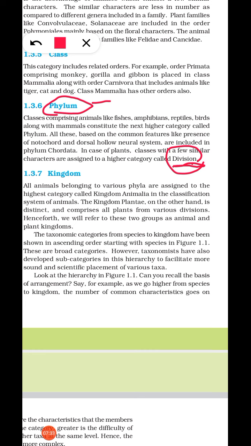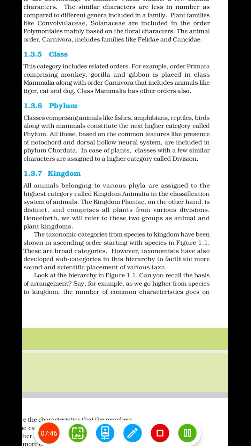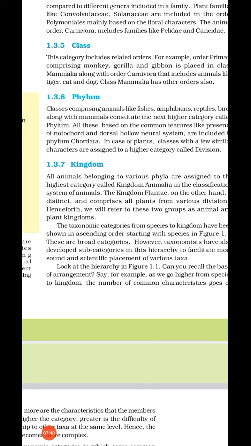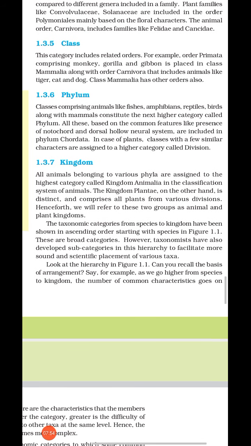So the next category in the hierarchy of classification is kingdom. Kingdom. The highest category is kingdom. Animals belonging to different phyla are arranged together in the highest category, known as the kingdom Animalia.